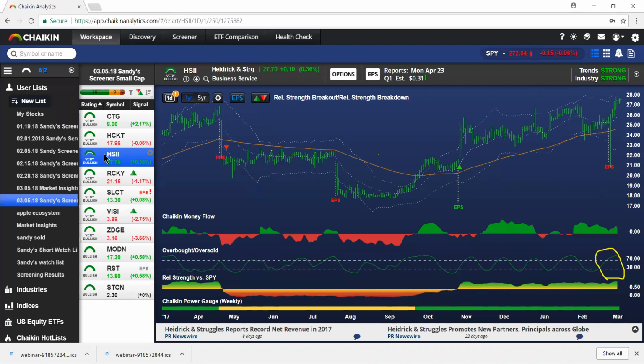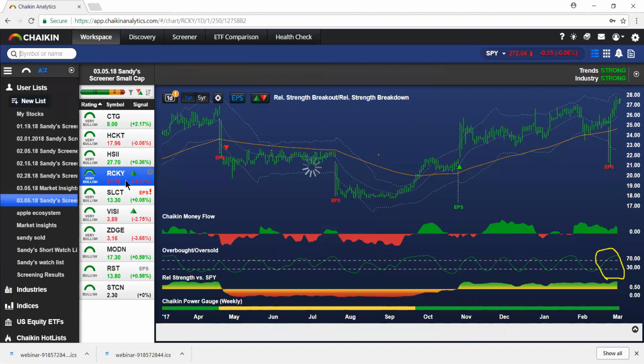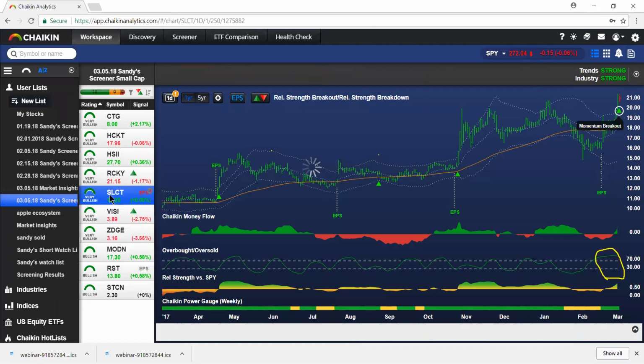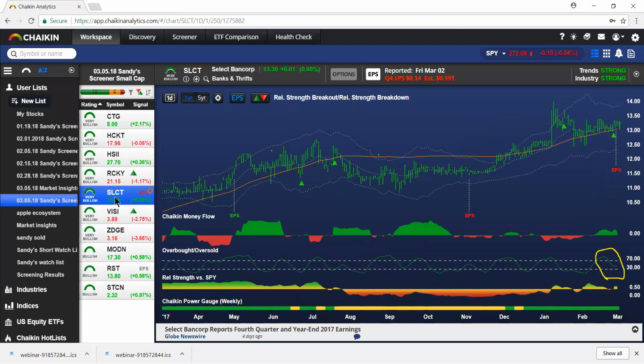Heidrick & Struggles. That's a nice looking chart. That's not bad. A lot of zigzagging around though, as opposed to that Boeing one that has such a smooth ride up. This is a little bit too erratic for me as well. Too much up, down, as opposed to a smoother trend line. Not long enough with good money flowing relative strength.